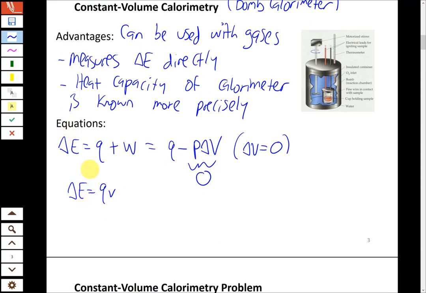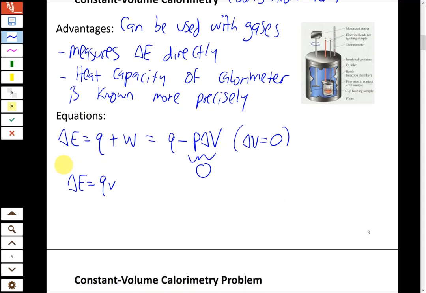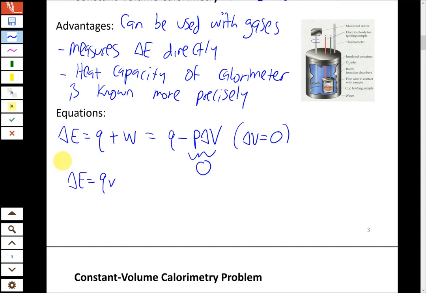Although again, we use delta E and delta H interchangeably in most chemistry contexts, so you may very well have a situation in a problem where you're asked to calculate delta H using a constant volume calorimeter, and that doesn't change how you do anything, but technically speaking, it's delta E. And then the equations for the constant volume calorimeter are exactly the same as what we introduced last time, so nothing changes in terms of what you have to do either.